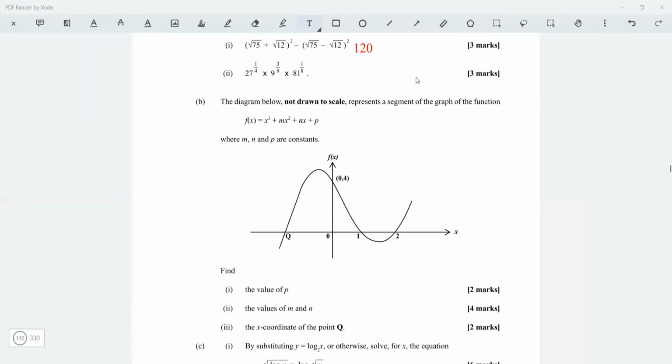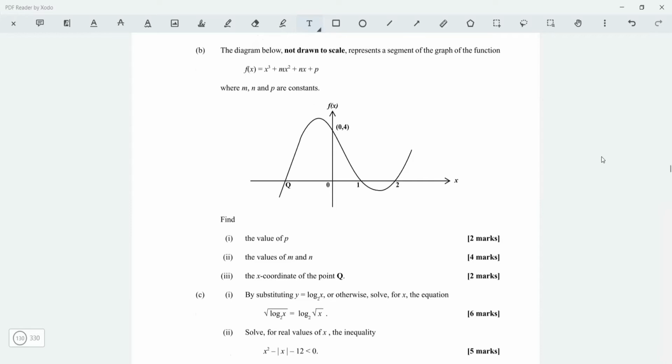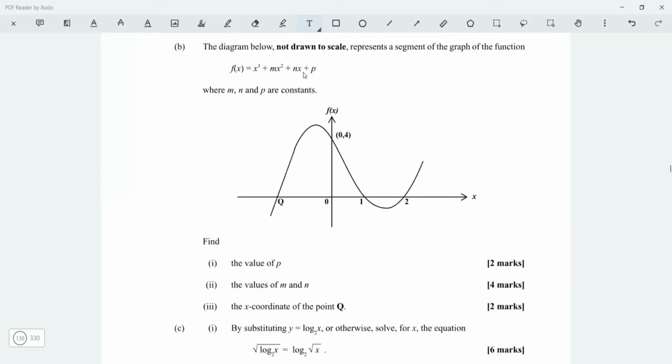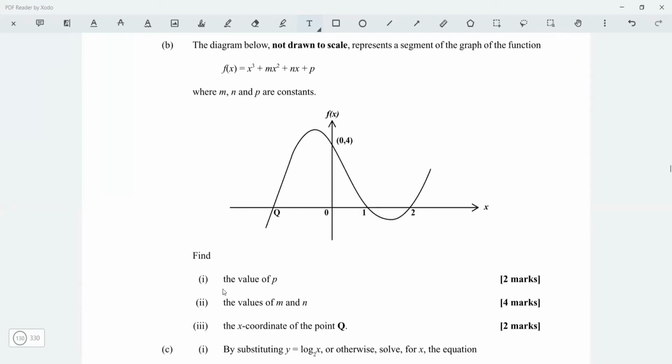Yes, sir. All right, now part B is polynomials, and they give us a graph this time of the cubic function. They tell us that the diagram below is not drawn to scale, and that it represents a segment of the graph of the function x cubed plus m times x squared plus n times x plus p. And they tell us that m, n, and p are constants. They say find the value of p.